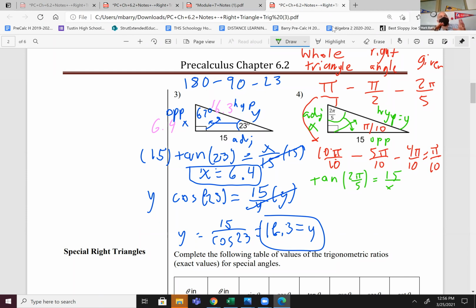So this is another one of those where the variable is in the denominator. So I'm just going to visualize. I multiply the x over here, divide the tan back over here, which means x equals 15 over tan 2 pi over 5.